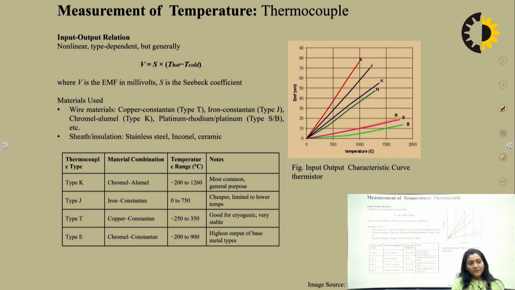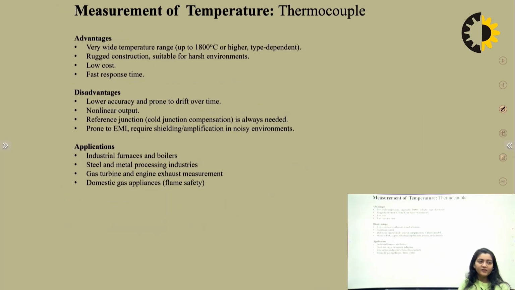For type J, it is iron and constantan. For type K, it is alumel and chromel. For platinum-rhodium and platinum, it is type S or B. Then the sheath insulation is stainless steel, Inconel or ceramic. So we have type K, J, T, E, and depending on the combination we have the temperature range. It is up to 1260 or more. Some combinations can go up to 1500 degrees centigrade.